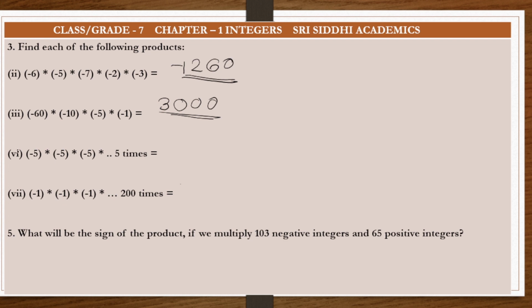Now let's do question number 3 bit 6. Minus 5 is getting multiplied to itself 5 times. Like this, means minus 5 to power 5, or for multiplication we can write minus 5 five times.